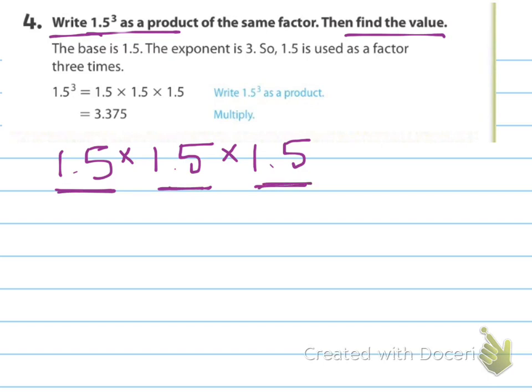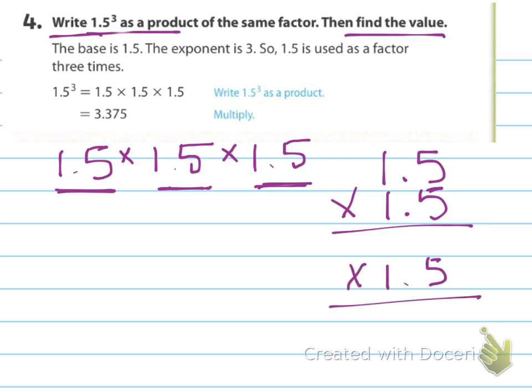Now when you're figuring that out, obviously you would need to work out 1.5 times 1.5, find that answer, and take that answer and do it times 1.5. And in the end, your answer is going to be 3.375. So notice that multiplying with decimals, it's coming back. All right.